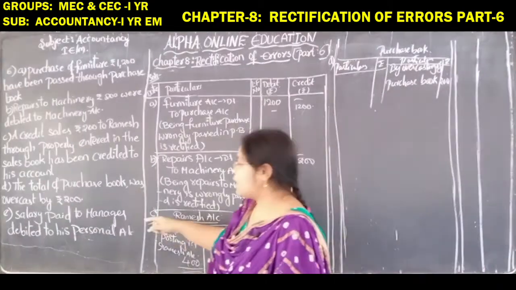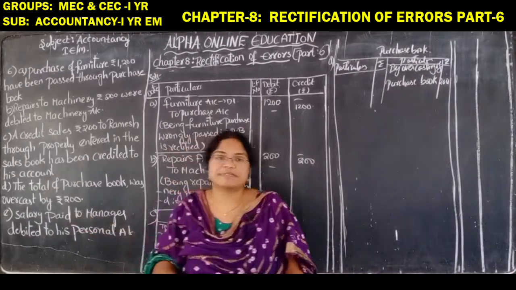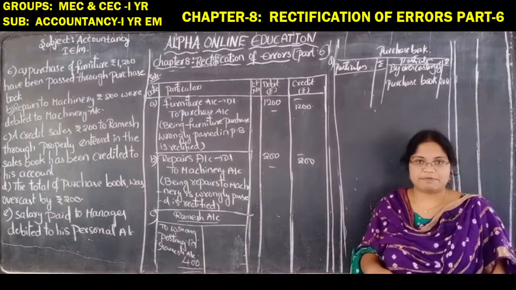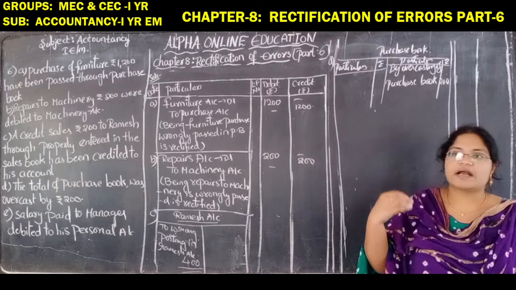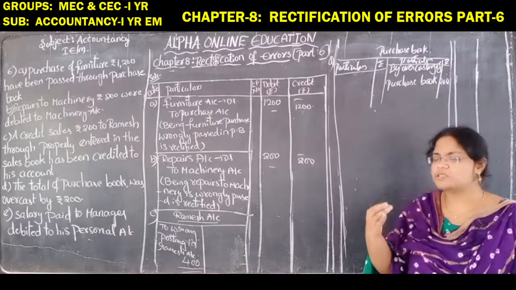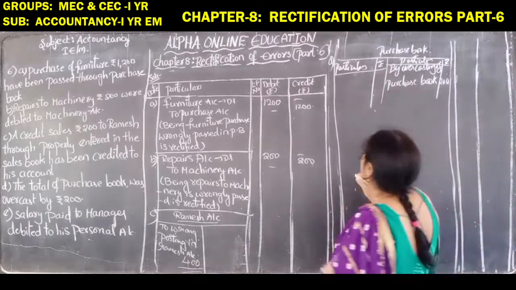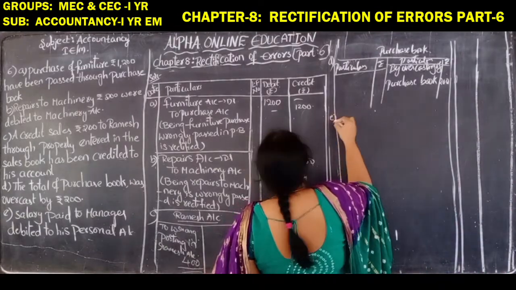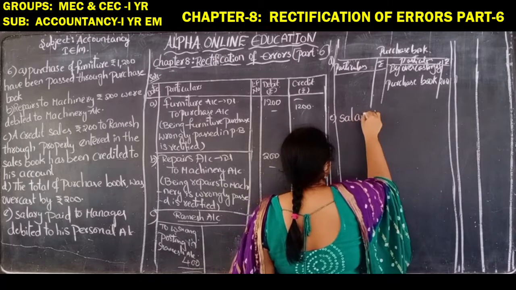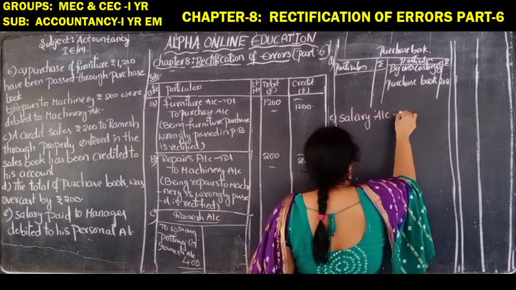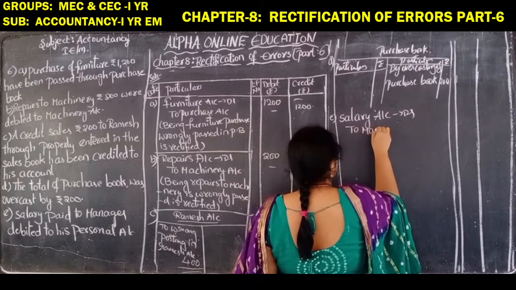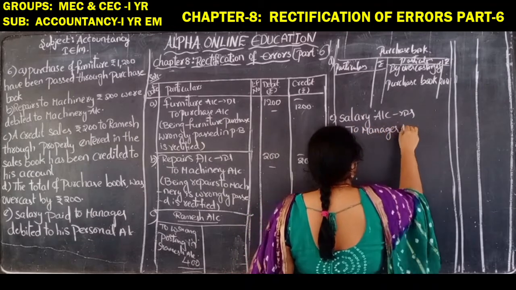Next, salary paid to manager debited to his personal account. Salary paid to whom? Manager. Salary is an expense. So what will be the entry? Salary account debit to cash account. But they debited the manager account, which means now we are going to credit the manager account. So salary account debtor to manager account.